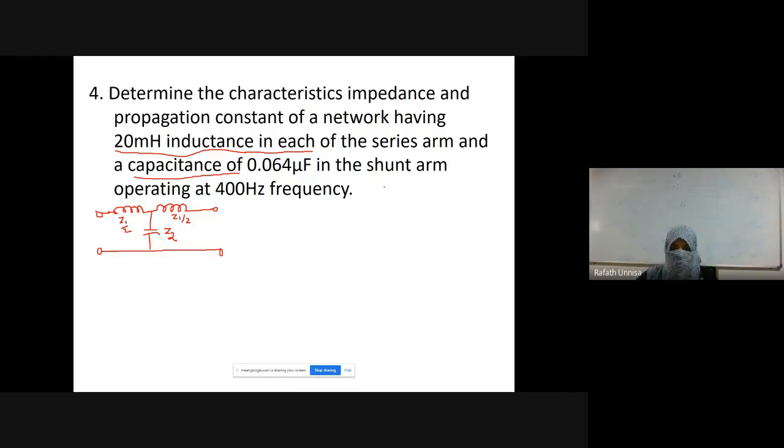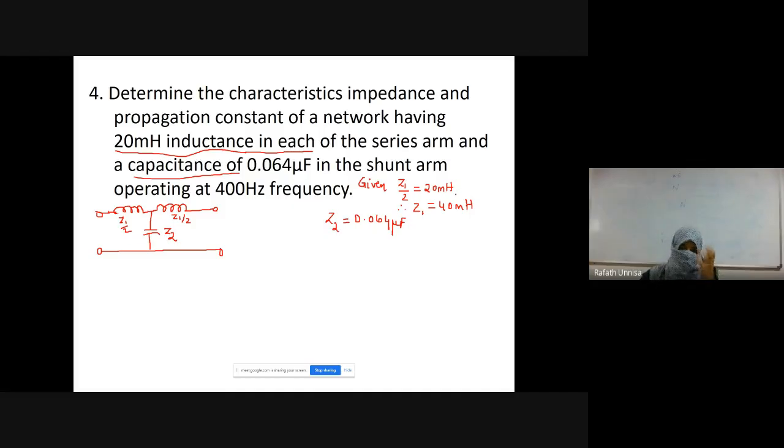Now let us go to the given data. Given Z1 by 2 equals 20 millihenry. 20 millihenry inductance is given. So it is better for us to find Z1 also. So Z1 equals 40 millihenry. Next data given is Z2 equals 0.064 microfarad. Okay, so Z2 is given.